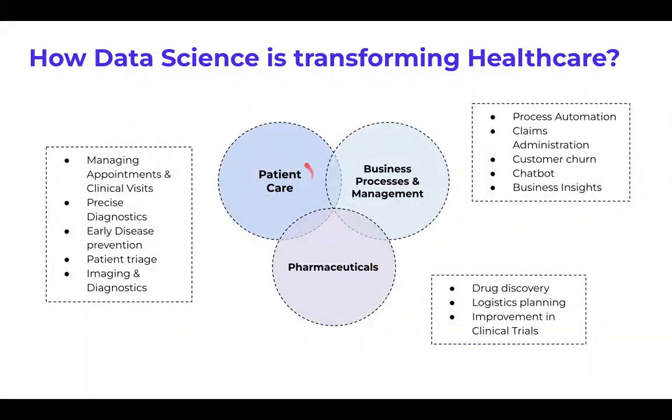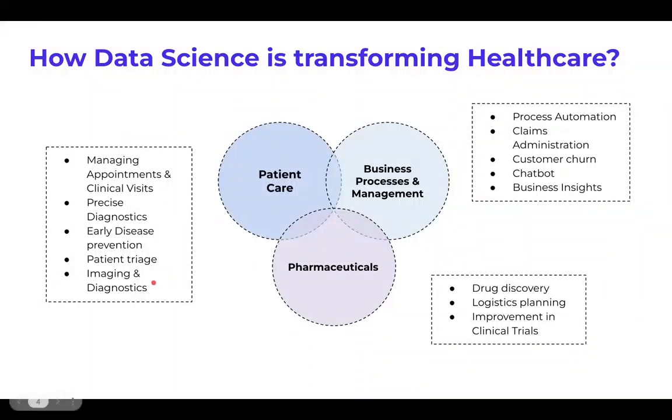So for the domain of patient care, health informatics can be used to solve problems where we can manage efficiently appointments, clinical visits, waiting duration to the clinic. We can have precise diagnostics for particular diseases. We can prevent diseases by detecting them at an earlier stage. One important thing is patient triage. So a hospital would be containing, suppose, 1,000 patients. We need to stratify them into high risk, moderate risk, or low risk. And this triage is very important for patient care. So this triage is also done based on informatics.